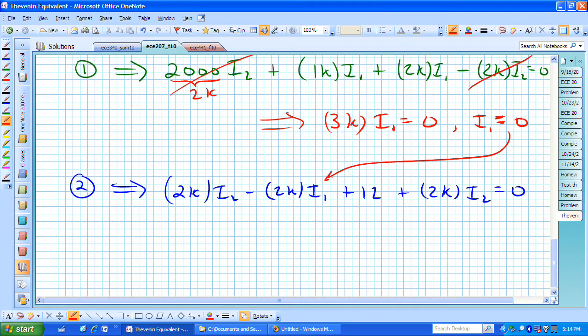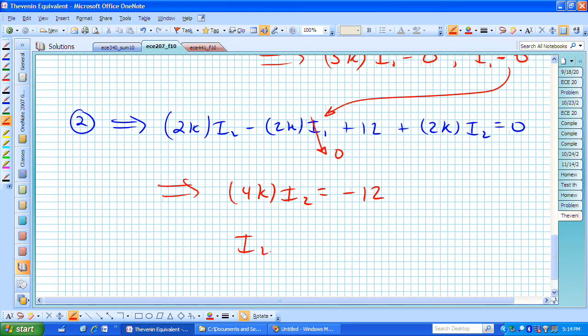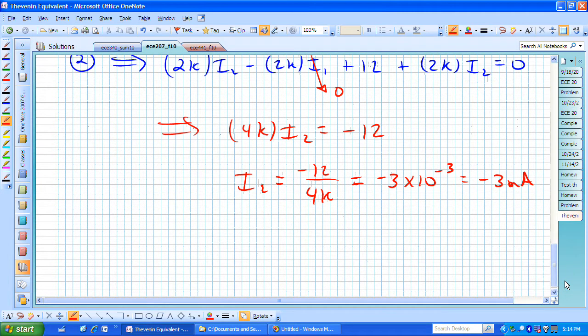Now from here we know that I1 is equal to 0, and we have then that 4K times I2 is equal to minus 12. I2 then becomes minus 12 over 4K, or minus 3 divided by 1,000, or minus 3 milliamps. That's I2. And what we were looking for was our open circuit voltage.